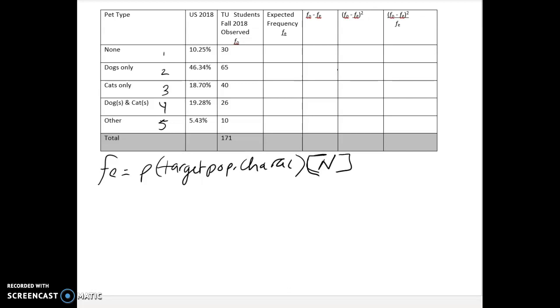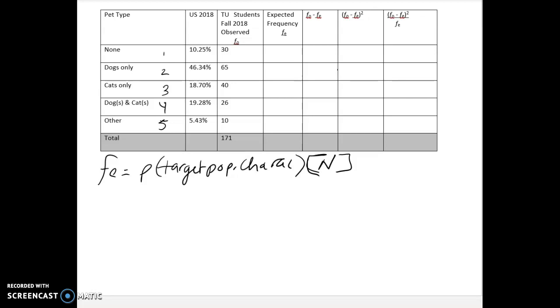Since our target population is the United States, we want to be comparing this sample. I have a made-up sample of 171 TU students, and I asked them what types of pets they owned. What we have here is made-up data about the types of pets owned by people in the U.S. in 2018. 10.25% had no pets, 46.34% had dogs only, 18.7% had cats only, 19.28% had dogs and cats, and then 5.43% had other.